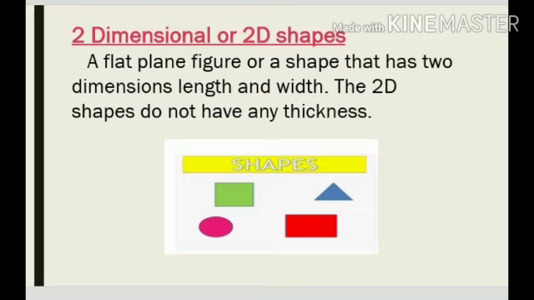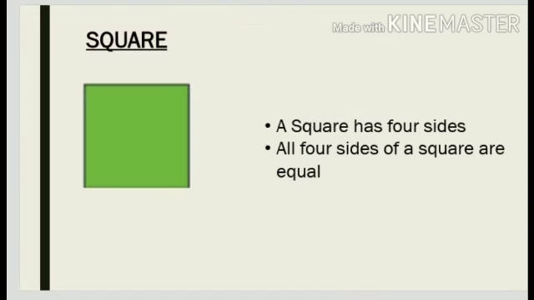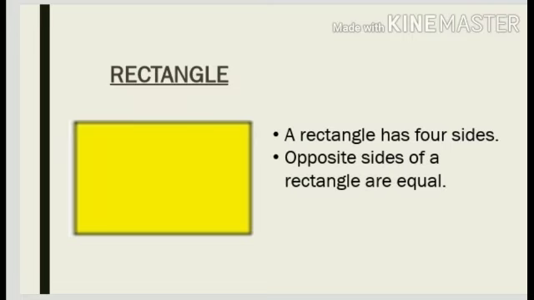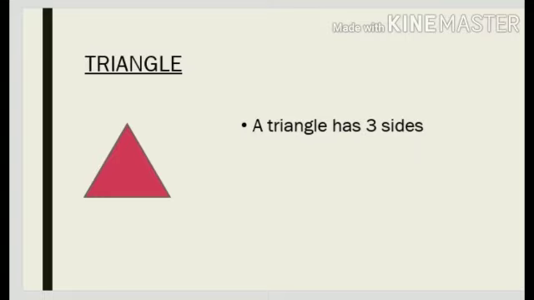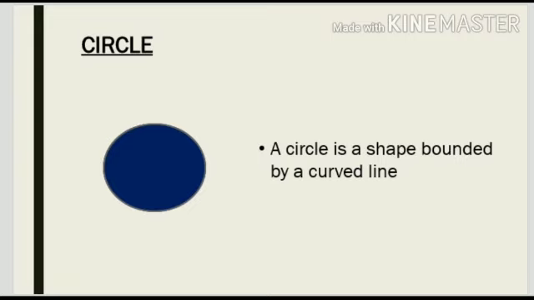Let us identify these shapes. This shape is called a square. A square has 4 sides and all 4 sides of a square are equal. This shape is a rectangle. A rectangle has 4 sides and opposite sides of a rectangle are equal. This shape is a triangle. A triangle has 3 sides. This shape is a circle. A circle is a shape bounded by a curved line.